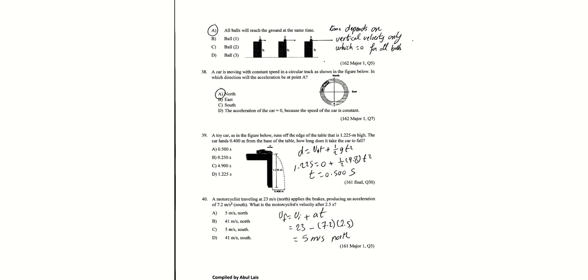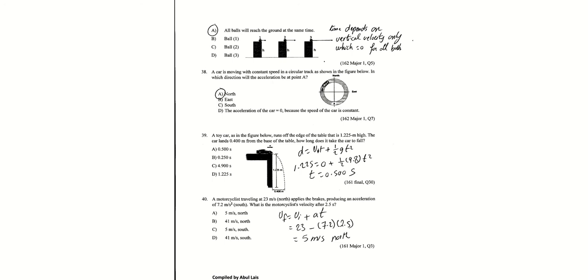Next question, number 38, says that a car is moving with a constant speed in a circular track as shown in the figure below. In which direction will the acceleration be at point A? So they basically ask us, you have this car that moves in a circle. If you pick this point A, what will be the direction of the acceleration?